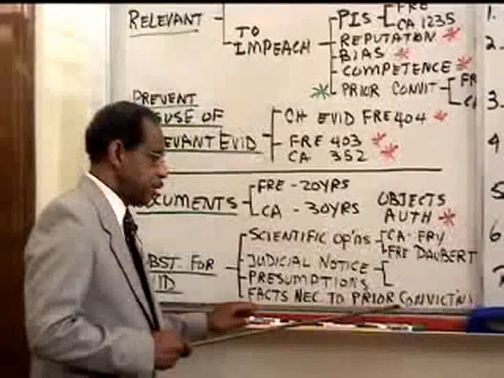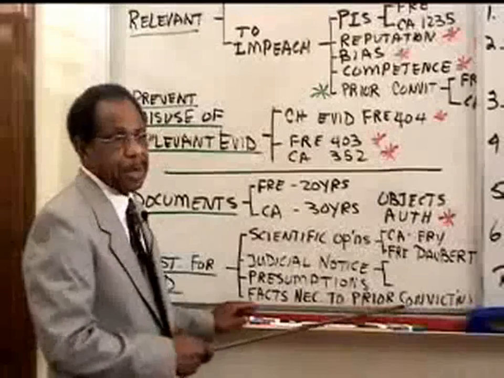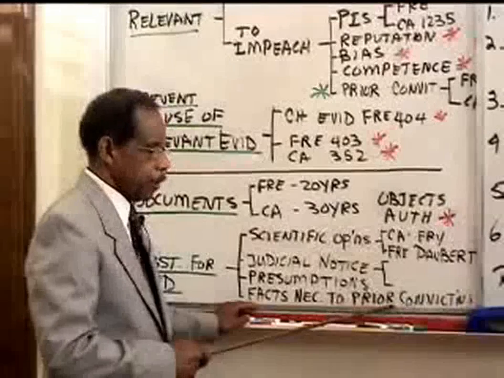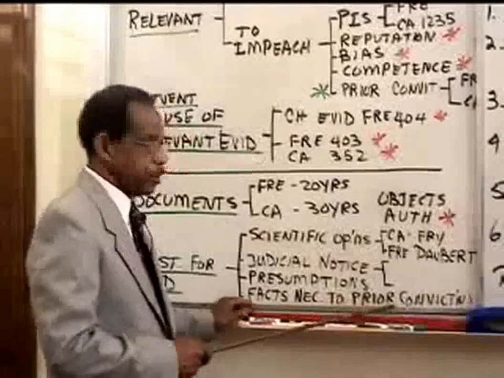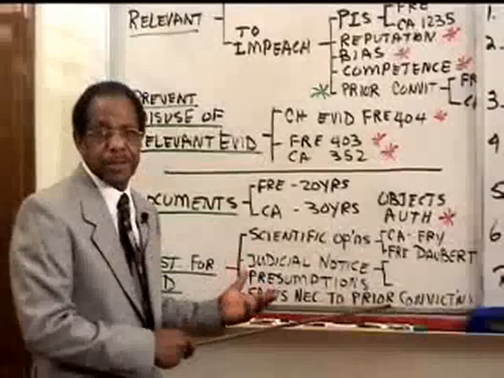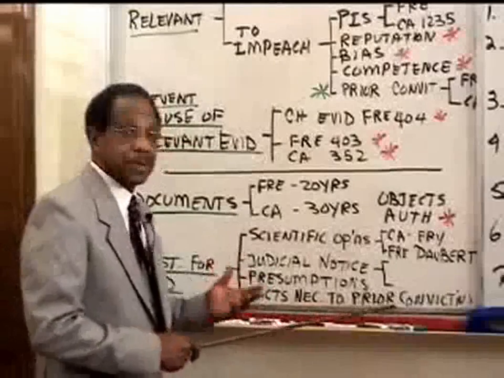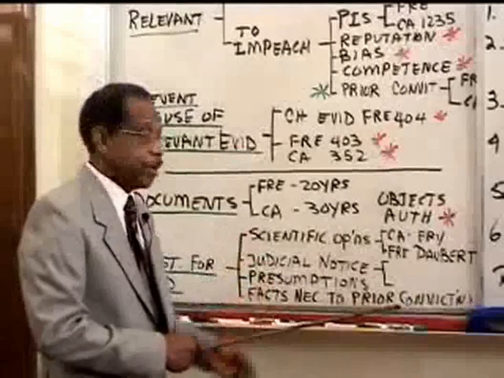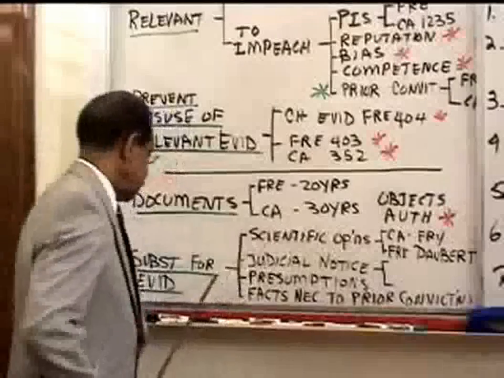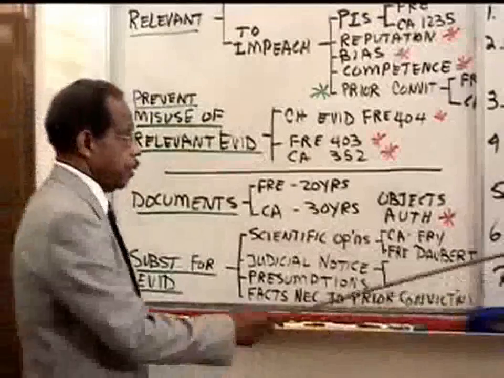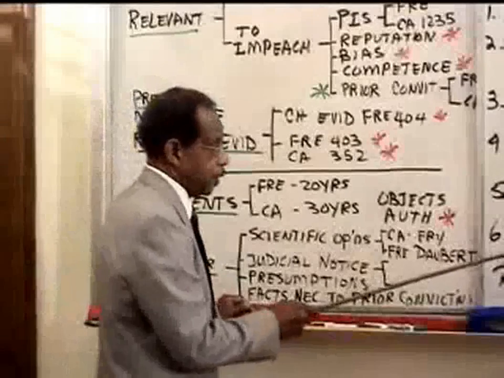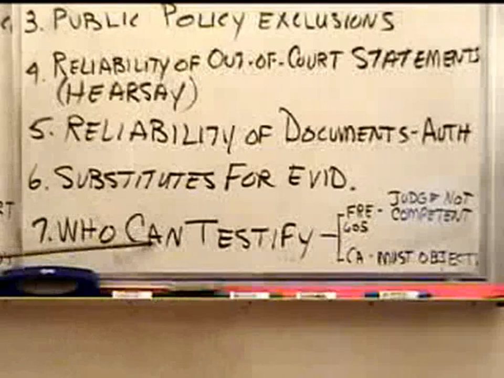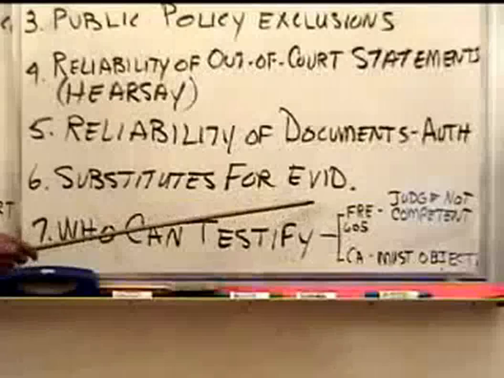In a civil case, if a person has been convicted of some prior crime, then the conviction itself is considered to be evidence of the facts which were necessary for the conviction. That works at civil trials in California. It works at civil and criminal trials under the federal rules. That takes care of item 6 here on the board, substitute for evidence. And item 7 on the board was the question of who can testify, and we dealt with that item already.